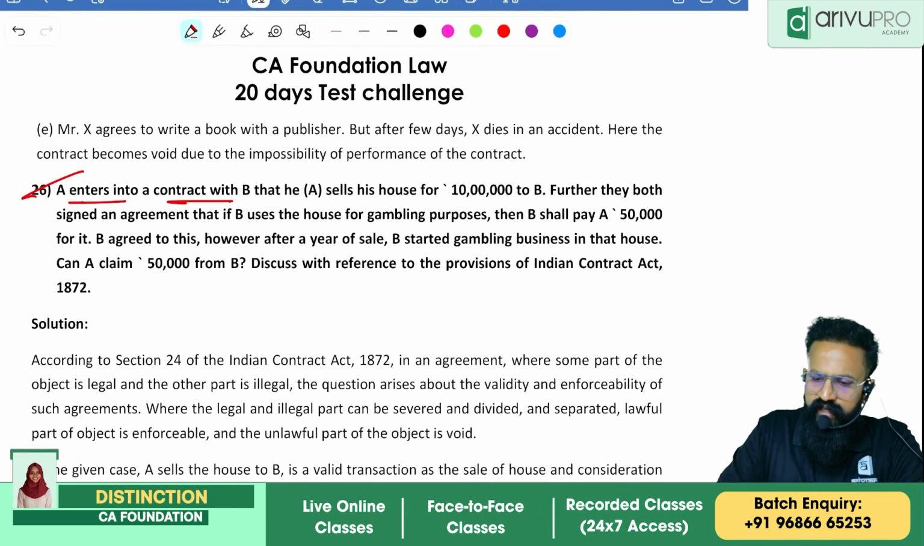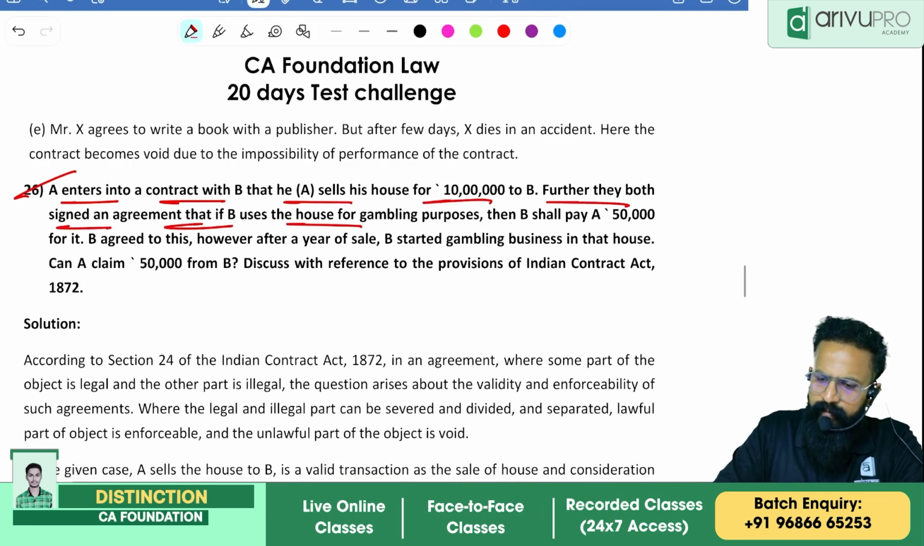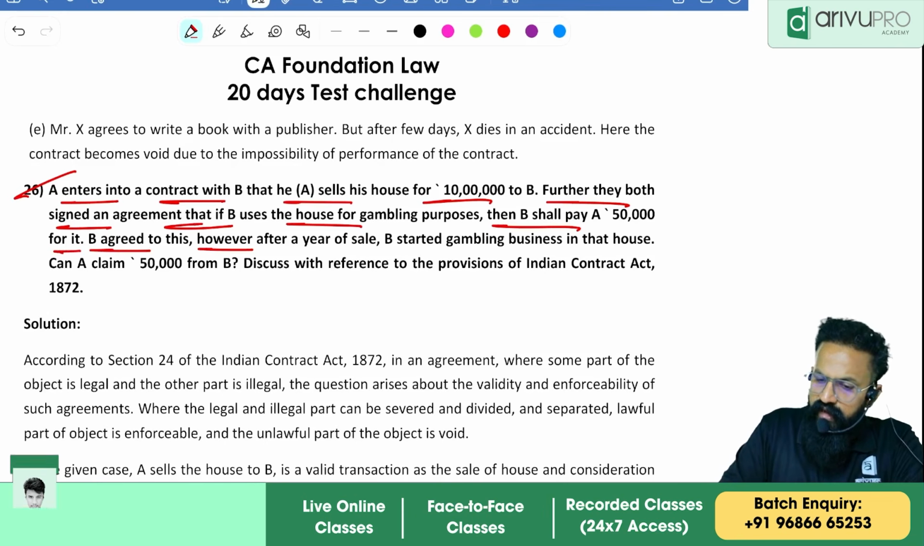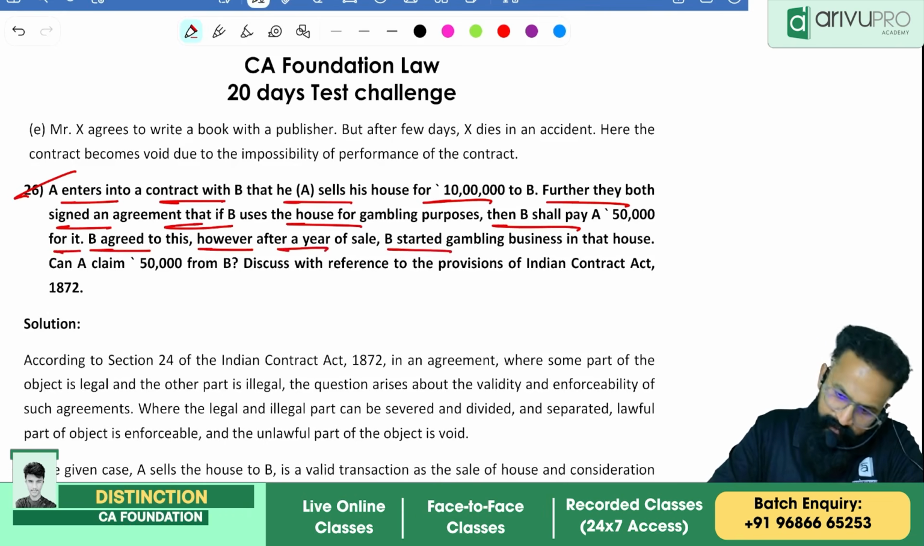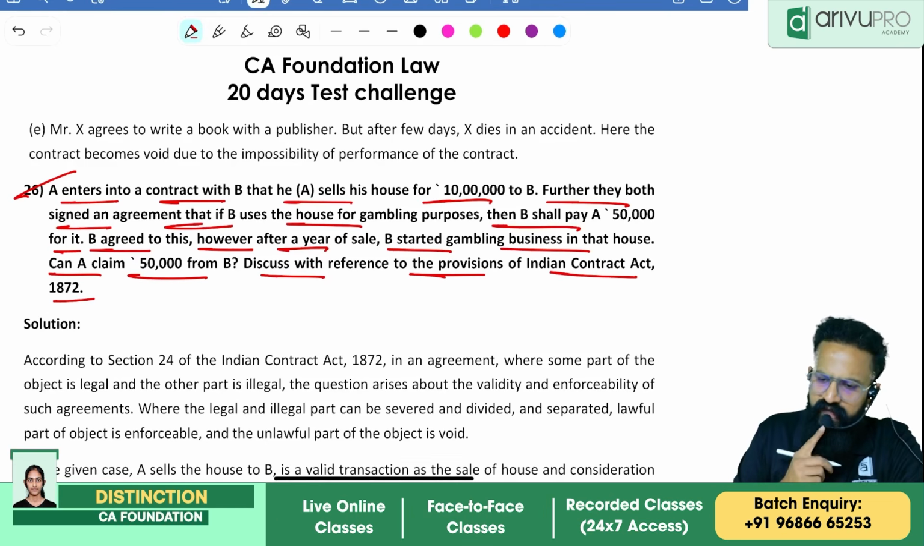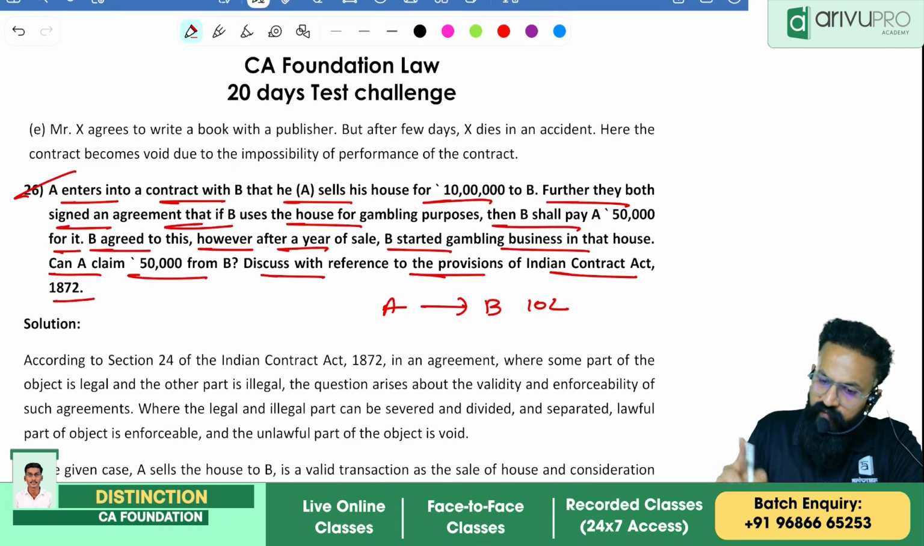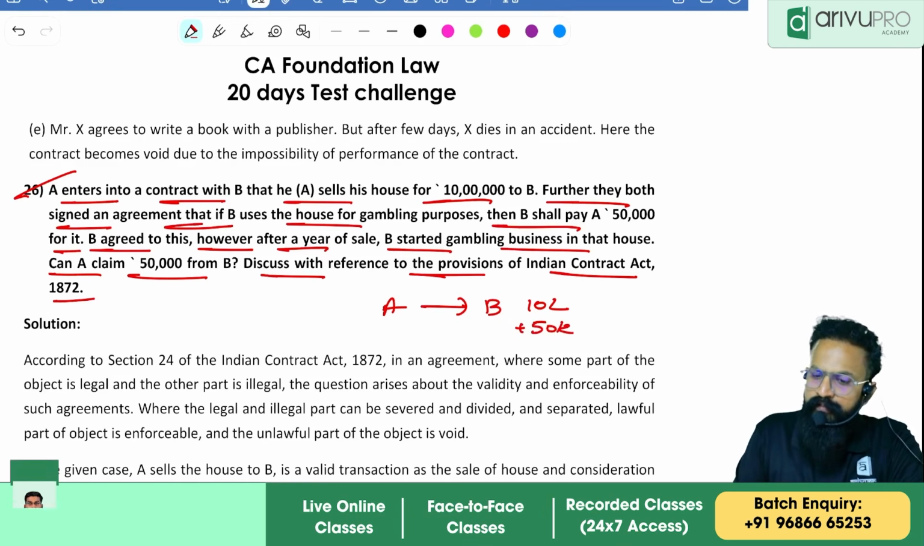A enters into a contract with B that he sells his house for 10 lakh to B. Further, they both signed an agreement that if B uses the house for gambling purpose, then B shall pay 50,000 for it. B agreed to do this. However, after a year of sale, B started a gambling business in that house. Can A claim 50,000 from B? Discuss with reference to the provisions of the Indian Contract Act 1872. What are they telling you, people? A has agreed to sell his house to B for 10 lakh rupees. But if at all this house is used for gambling, then B has to pay another 50,000 rupees for it. That is what they're telling you.